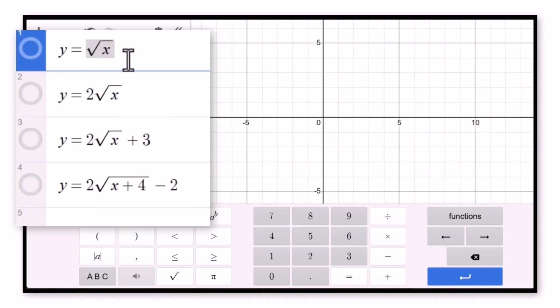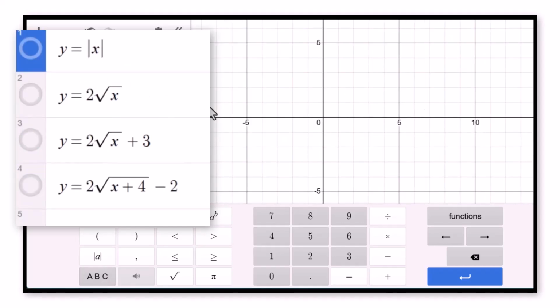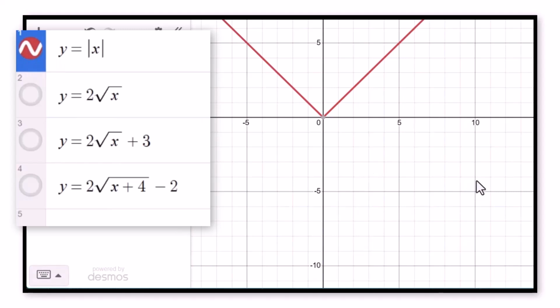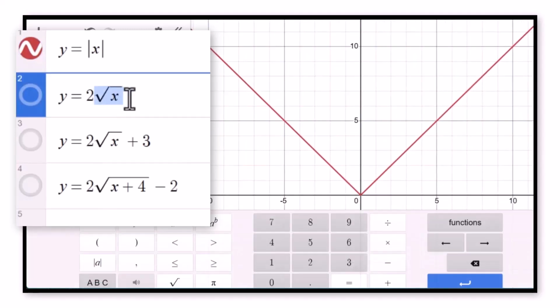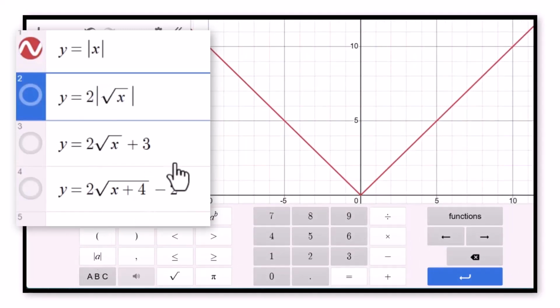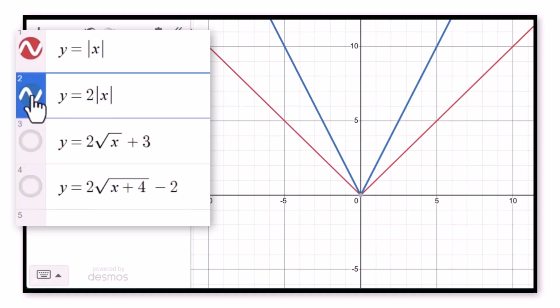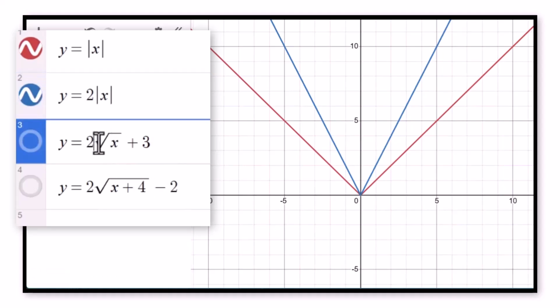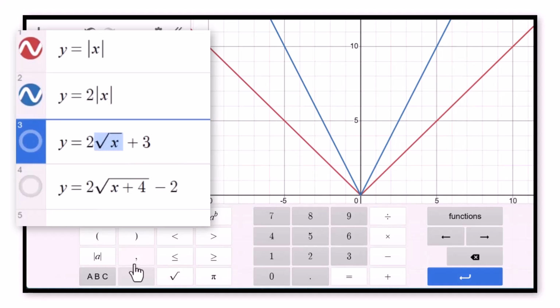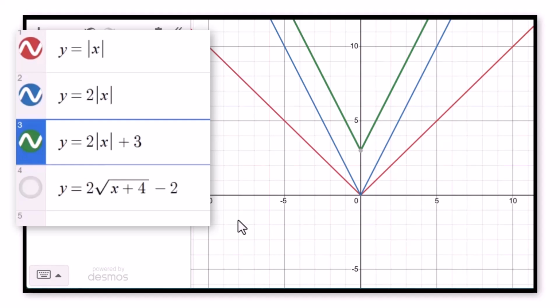Another one you're going to see is absolute value. So the absolute value of x looks like that. Now if we put a 2 in there, it goes up twice as fast. If it was 3, it would go up 3 times as fast. If we change this to absolute value again with +3, predicted in your mind, and you're right, you made that happen.